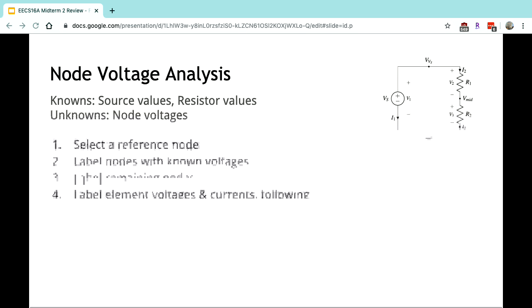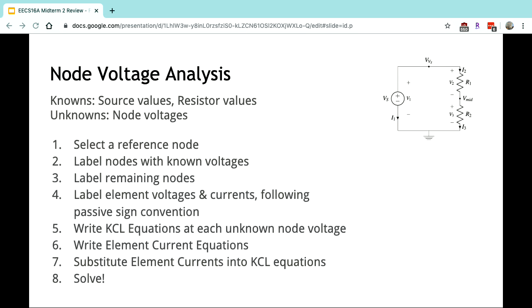Okay, so then after this, we can write out our Kirchhoff's current law equations at each of the unknown node voltages. In this case, we only have one unknown node. You'll notice that the input current I2 equals the output current of I3. Then we can write out all of our element current equations.